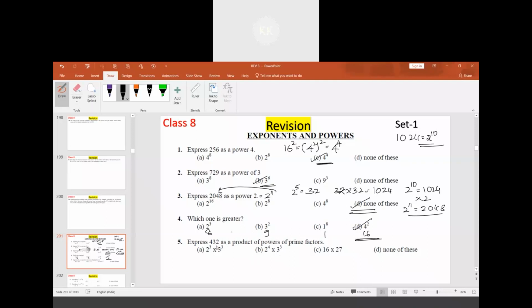Express 432 as a product of powers of primes. In such cases, we have to follow prime factorization. 432, we need to keep dividing by prime numbers. Option B, sir: 2 to the power 4 into 3 to the power 3. 16 into 27, sir.